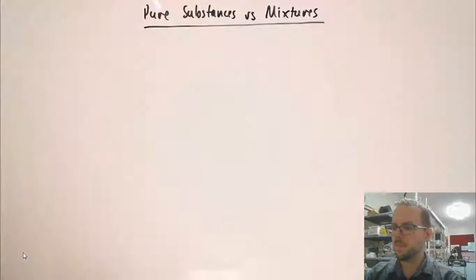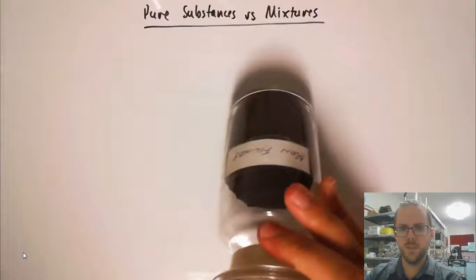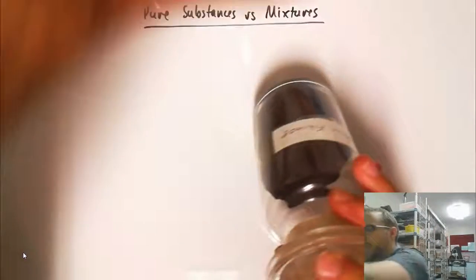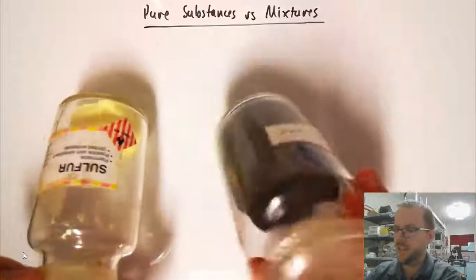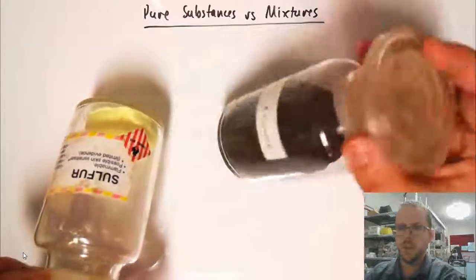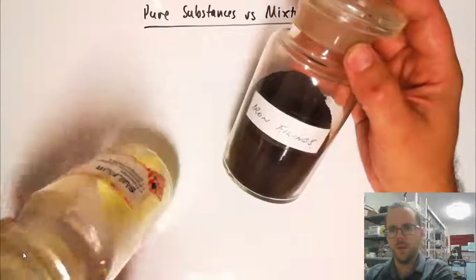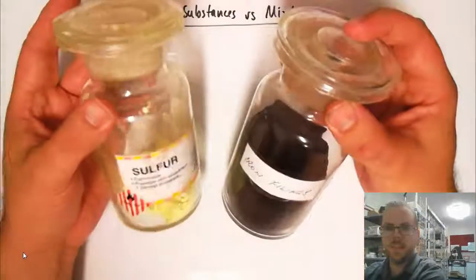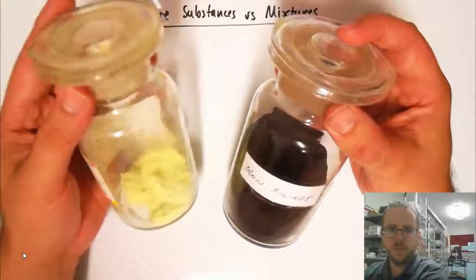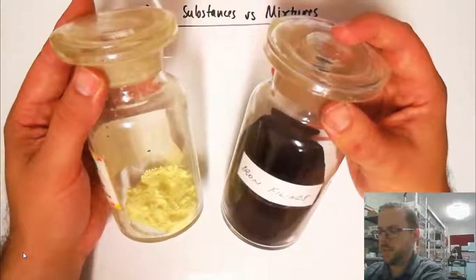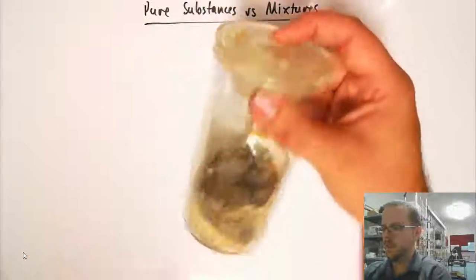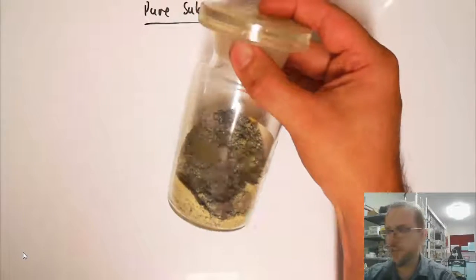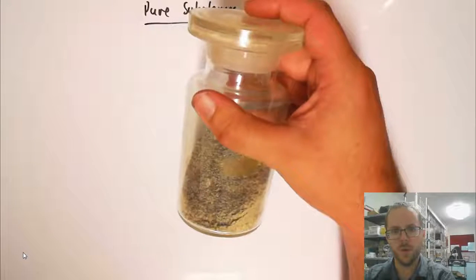Let's say I've got some iron filings and some sulfur. I appreciate the labels are upside down. Let me turn them around a little bit for you. So little chunks of iron metal, and then this yellow powdery sulfur. Let's say I took these two and combined them together. So here is a combination of iron filings and yellow sulfur powder, all combined together into one container.